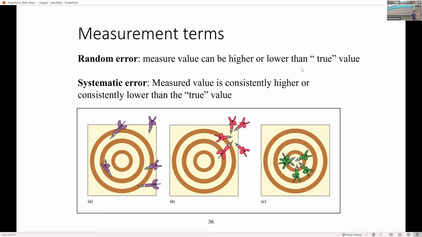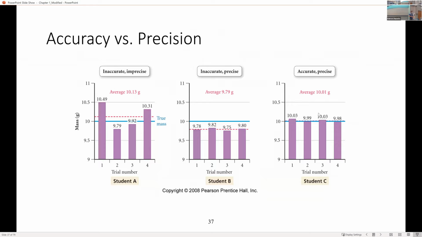But with A, you can't really fix that. And then there's C, which is what you want to get, which is both precise and accurate. So, darts champion. Okay, cool. Yeah, so precision versus accuracy. It's the same thing as the dartboards, just shown in graphs.